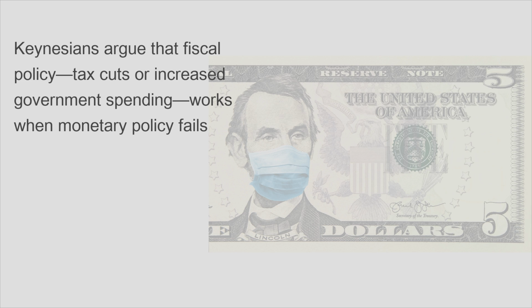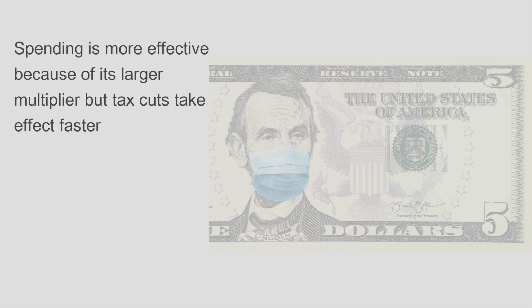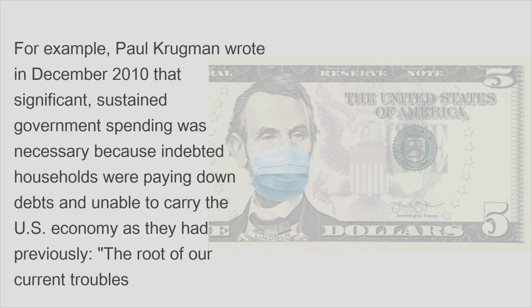Keynesians argue that fiscal policy, tax cuts, or increased government spending works when monetary policy fails. Spending is more effective because of its larger multiplier, but tax cuts take effect faster. For example, Paul Krugman wrote in December 2010 that significant, sustained government spending was necessary because indebted households were paying down debts and unable to carry the U.S. economy as they had previously, the root of our current troubles.